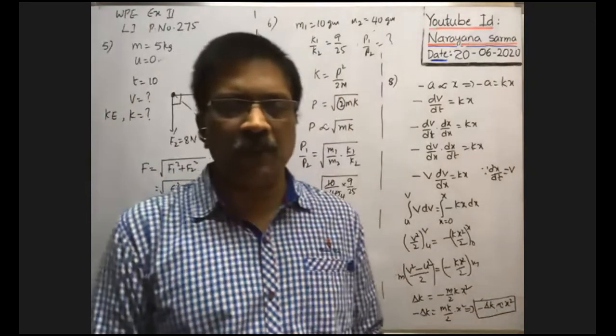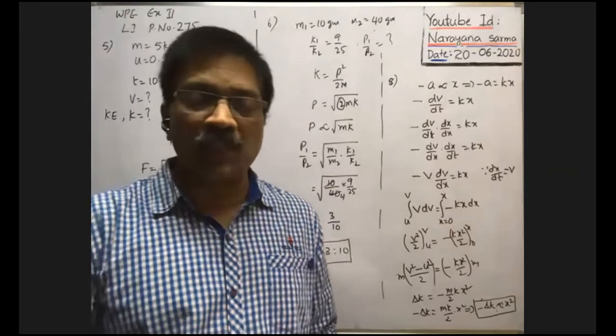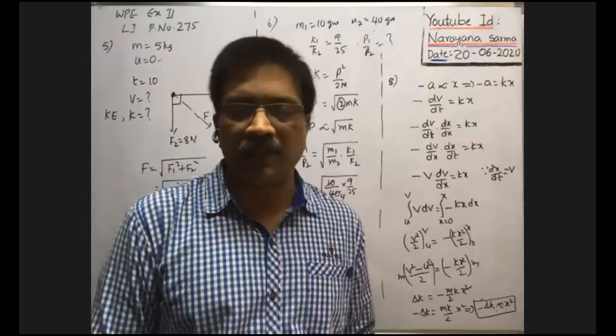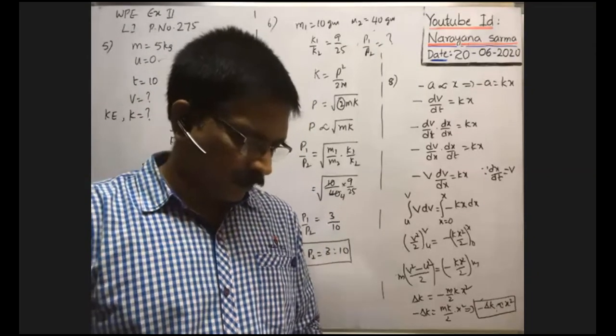In this way you have to do. X square is the answer. It's a very, very important problem. Approach is important. It is important for advance. Okay, next.